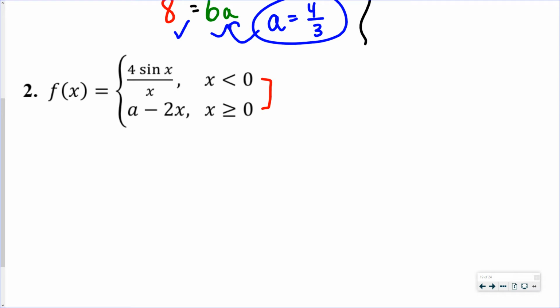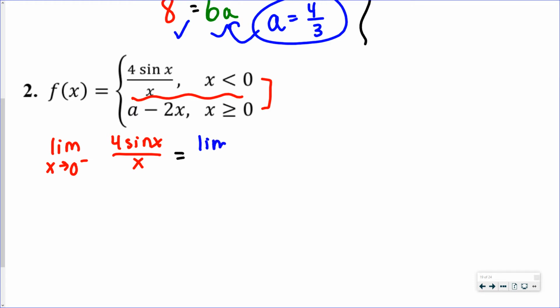Let's start with looking at the limit as x approaches 0 from the left. Which piece would I use for that, top or bottom? Top, yep. I want that to be the same as my right-hand limit, the limit as x approaches 0 from the right, which I'd use this bottom one. I'll let you guys take it from there.